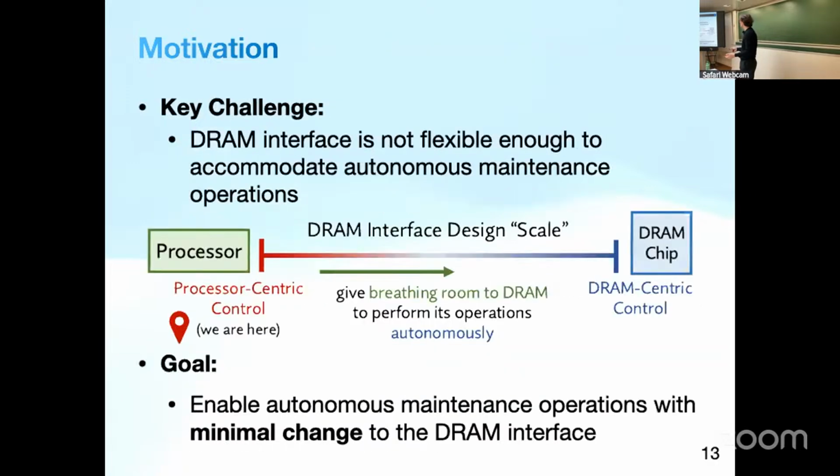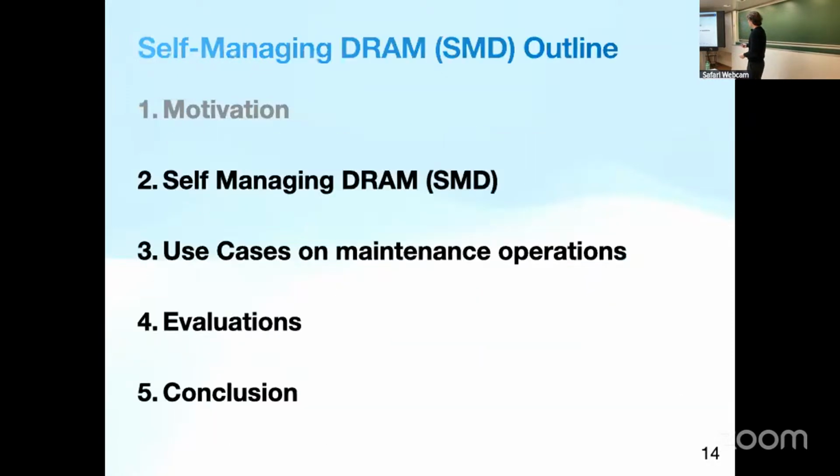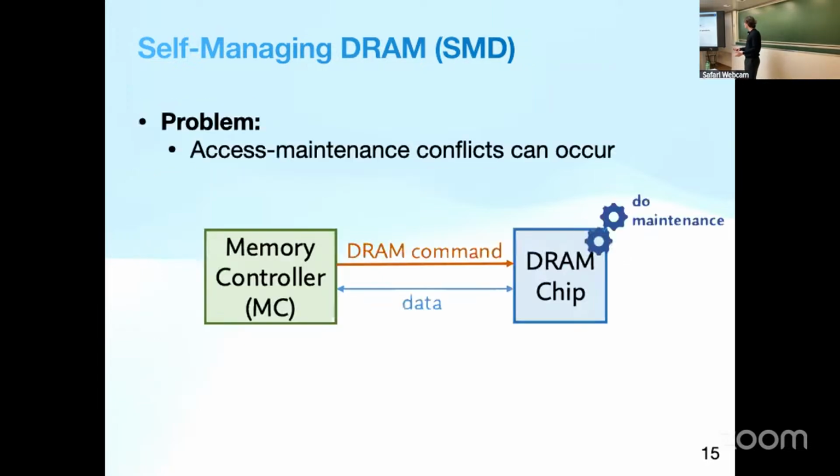their own technology. Now, a key challenge is that the DRAM interface is not flexible enough currently to accommodate any autonomous maintenance operations, as we are currently in a purely processor-centric control scheme or design philosophy. And the goal of the paper here is to enable autonomous maintenance operations with a minimal change to the DRAM interface. So next, I'll be getting to the self-managing DRAM system itself and explain how it works a little.